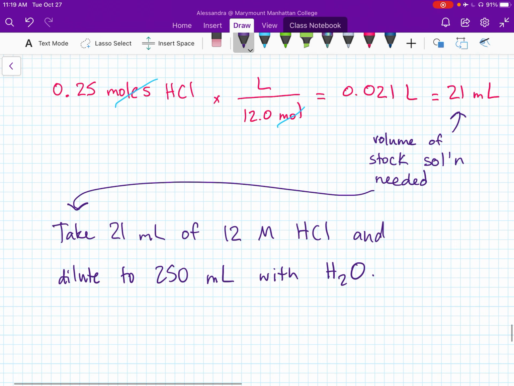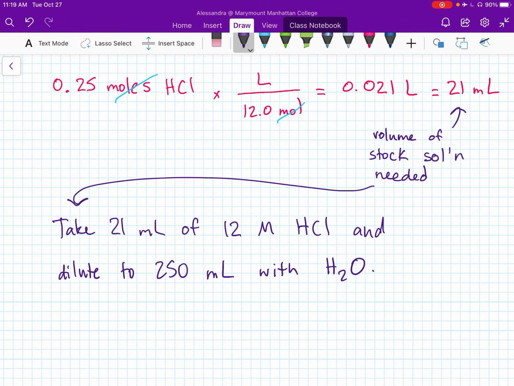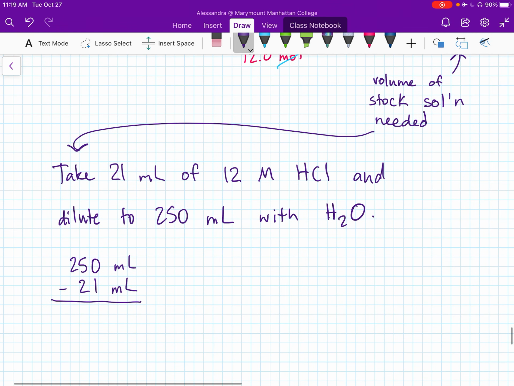So really what you're doing, in practice, you don't need to actually figure this out because you're using a volumetric flask, but you're adding 250 minus 21. So what does that come out to be? 229 milliliters of water must be added.